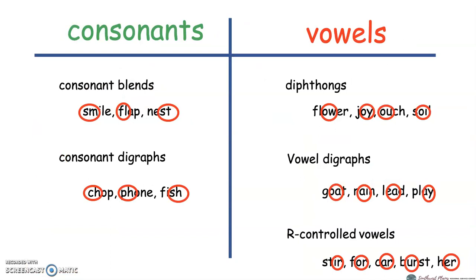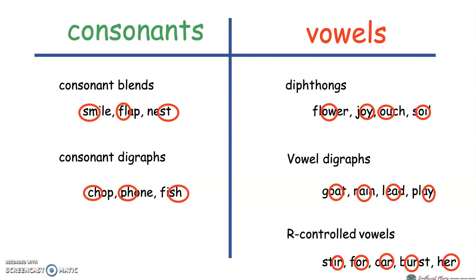Consonant blends are letter patterns in which each phoneme is heard, like in the word smile or flap. A correlation of blending letter patterns with vowels is known as a diphthong. It's a vowel letter pattern known as a glider. Listen to the vowel sounds in flower, joy. Do you hear how the medial vowel sounds glide?